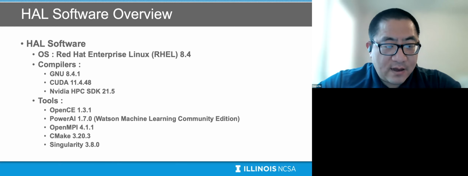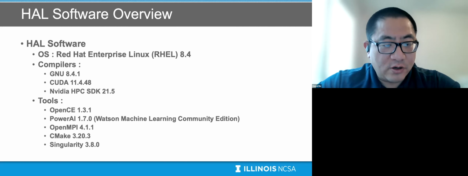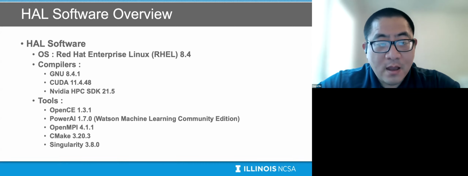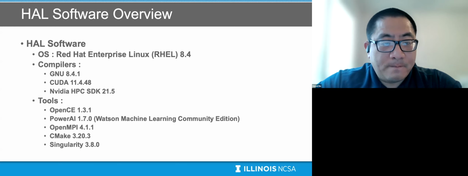We also have installed some other machine learning related or parallel computing related software, such as OpenCE 1.3.1 and Power AI. OpenCE and Power AI are two machine learning related sets that have different versions of TensorFlow, PyTorch, and Rapids, and so on, designed for helping our users to run their machine learning code.